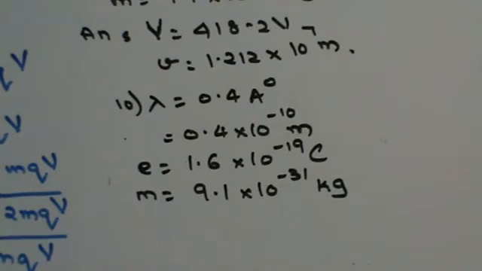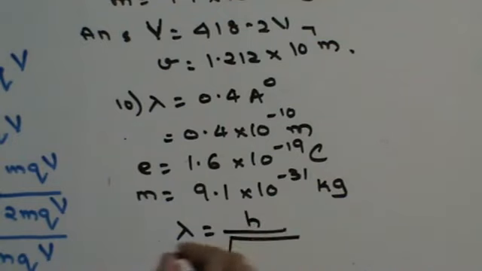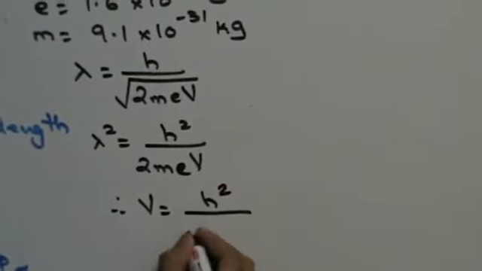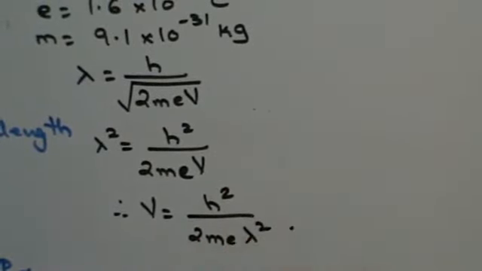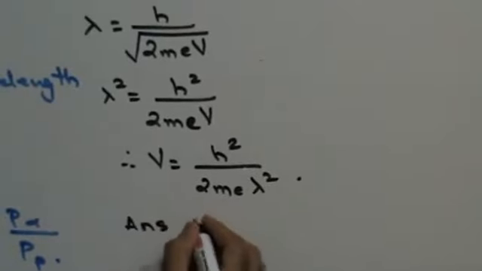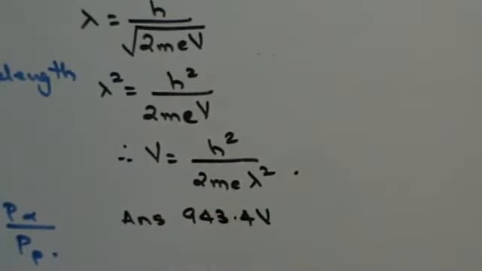Now guys, we know that de Broglie's wavelength is h upon square root of 2 meV. Therefore, lambda square is h square upon 2 meV. Therefore, the potential difference required is h square upon 2 m e lambda square. Wavelength is given to you. All I need to do is just substitute the values. That will tell me what is the potential difference required. The answer for this sum should be 943.4 volts. Right? Next, take down the next sum please.